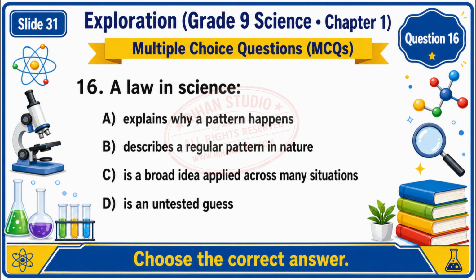16. A law in science. A. Explains why a pattern happens. B. Describes a regular pattern in nature. C. Is a broad idea applied across many situations. D. Is an untested guess.